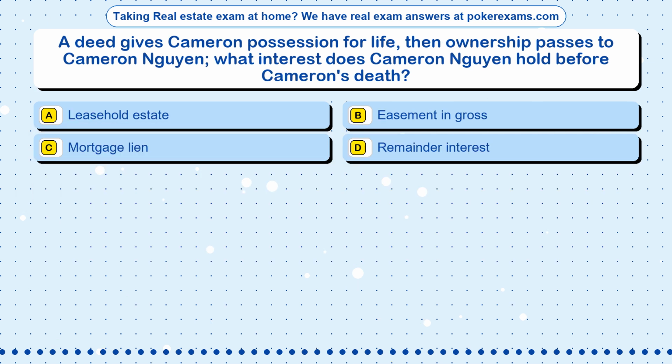Question 76. A deed gives Cameron possession for life, then ownership passes to Cameron Gwynn. What interest does Cameron Gwynn hold before Cameron's death? Option A. Leasehold estate. Option B. Easement in gross. Option C. Mortgage lien. Option D. A remainder interest.